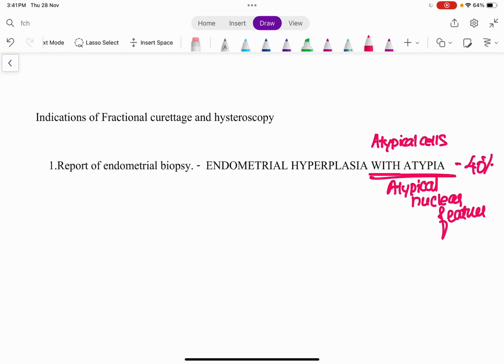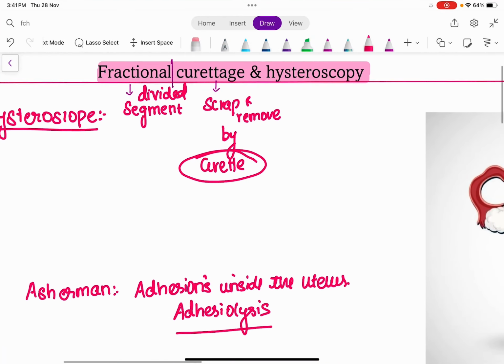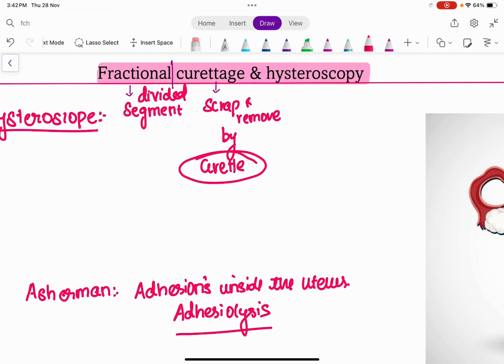And depending upon the age of the female, whether she is an elderly female or a reproductive age group female, the treatment options will vary. Now we have discussed fractional curettage and hysteroscopy, and in the subsequent module we'll deal with the treatment of endometrial hyperplasia with atypia and the treatment of endometrial hyperplasia without atypia as well. Right? I hope this topic is very easy and simple for you, as I have made it as simple as I can. In the subsequent module we'll discuss the treatment of endometrial hyperplasia, and we will also deal with hysteroscopy in a separate module as well.